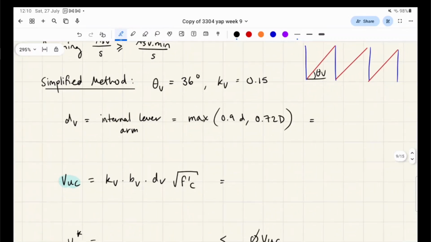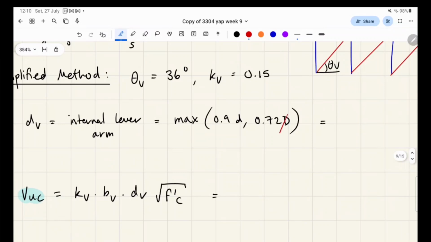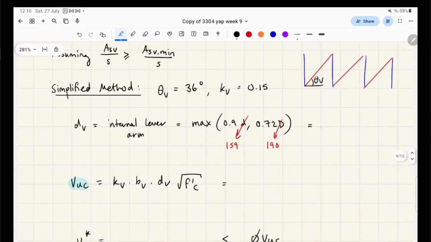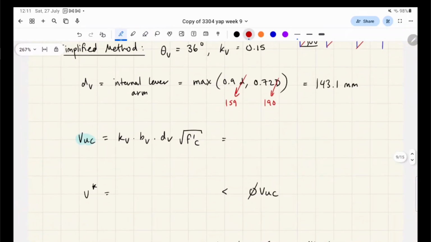All right. So the next thing is the internal lever arm. The depth of the slab is 190, and little d was 159, which is basically the depth minus the cover. We take the maximum of those two numbers as the internal lever arm, giving us 143.1. Since we have kV, which I'll talk about in a second, dV is 143.1, and the concrete compressive strength was 32.